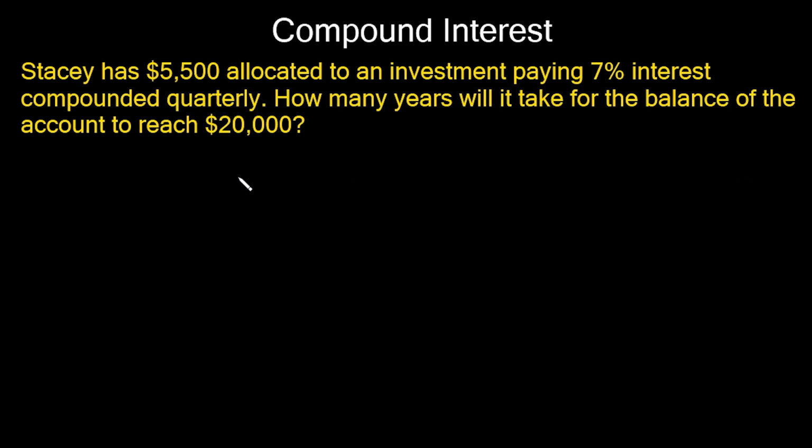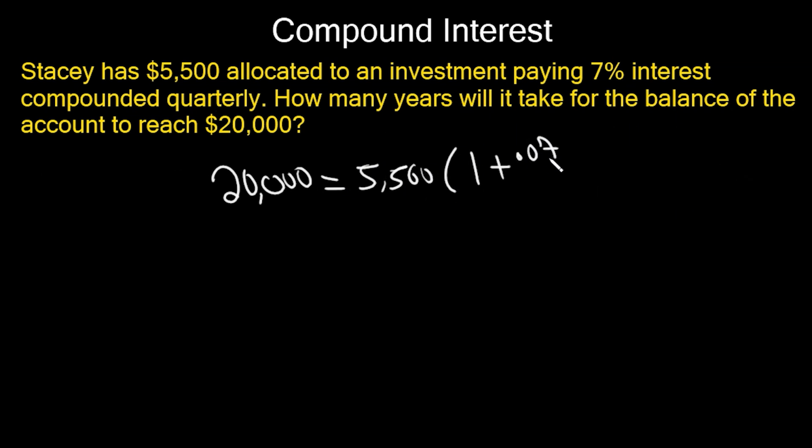So why don't we go ahead and set it up, and then we'll talk about how we're going to solve for that variable. So A here is going to be 20,000. So plugging that in, we get 20,000 equal to my initial amount. That's going to be 5,500, right? And then times 1 plus my rate, 0.07, right? All over n, which will be 4 here.